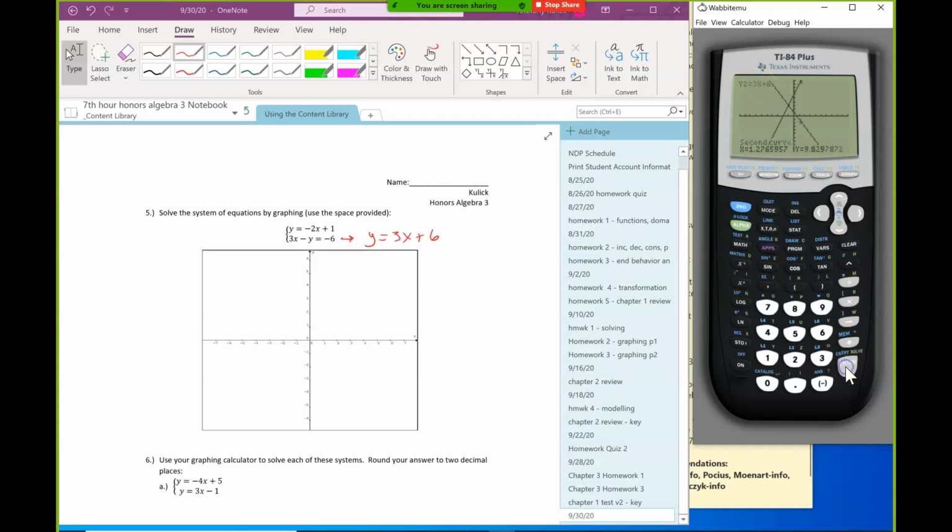So if I press enter, you'll notice that my cursor now is automatically switched to line 2. So it'll automatically switch to y2, which was the second line I wanted to find the intersection of. So I'll just press enter. And then it asks for a guess. The guess doesn't really matter. If you guess anywhere, it'll be fine. And then after you select your guess, at the bottom of the screen, it tells you the intersection. In this case, it's -1, 3.